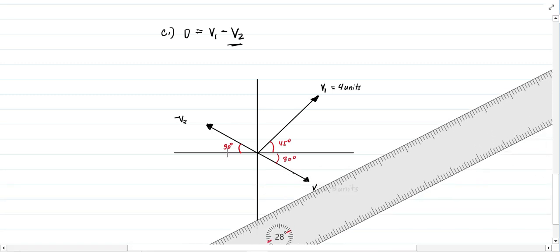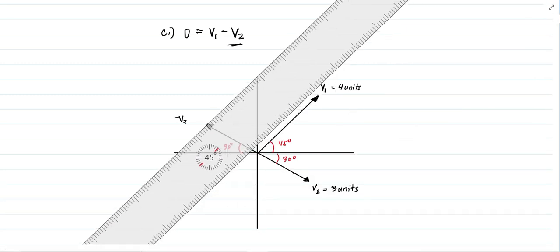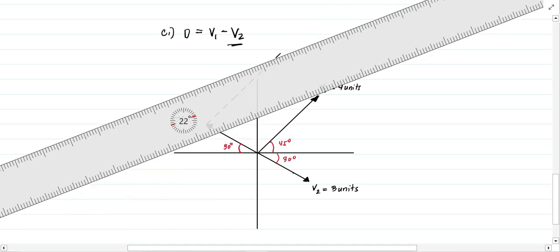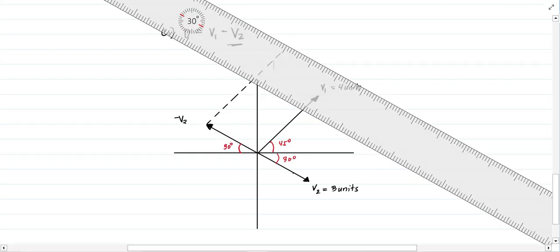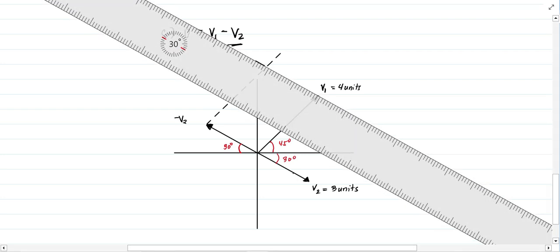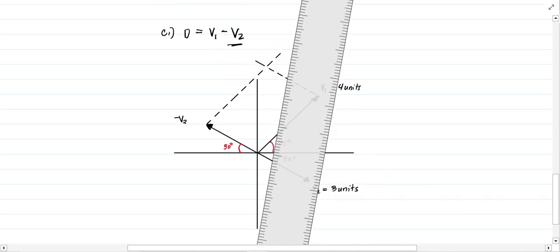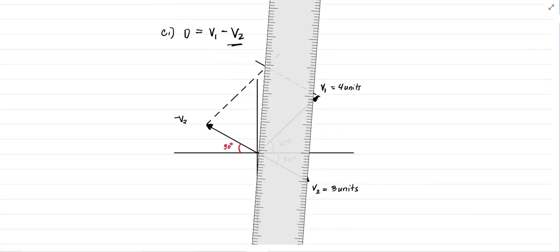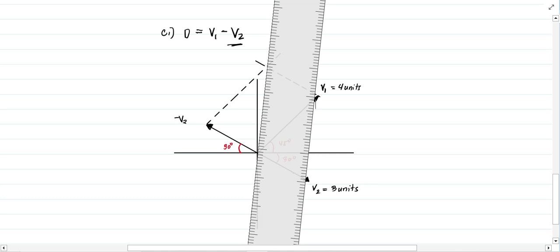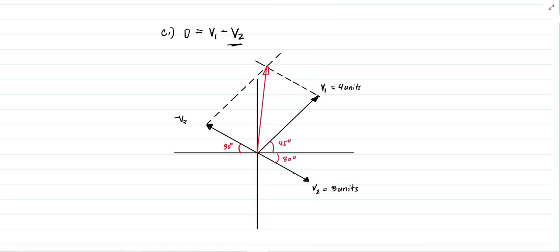Let us now use the parallelogram law to analyze the position of the vector difference d. To do this, follow the steps that we have discussed in letter A. This arrow is our vector difference d.